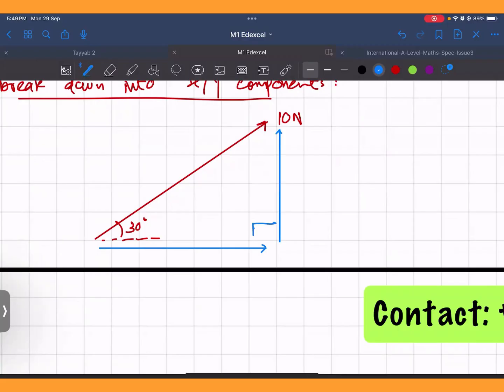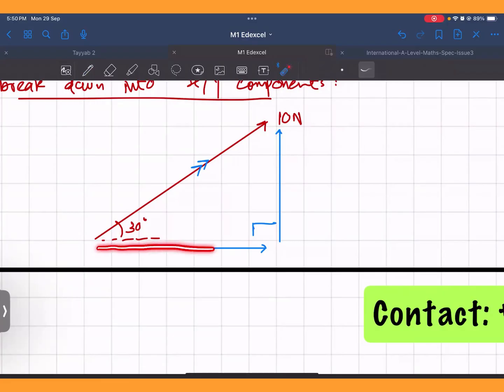What was the name of it? Head to tail rule. Yes, tip to tail rule. So this is the result that you are trying to work out. It's 10 sine theta. Then you are breaking down this resultant force into the x and the y components.